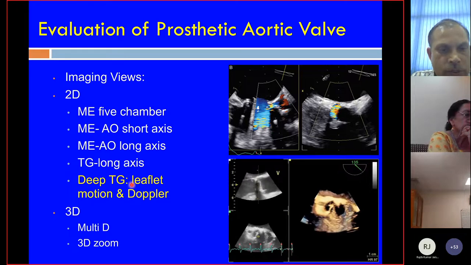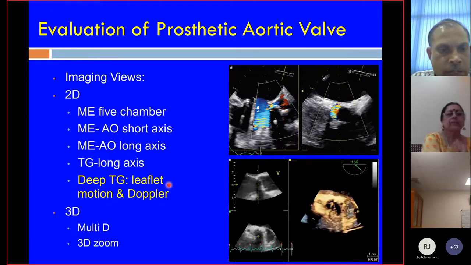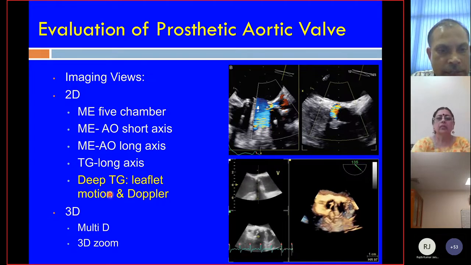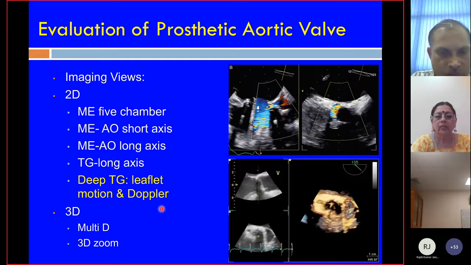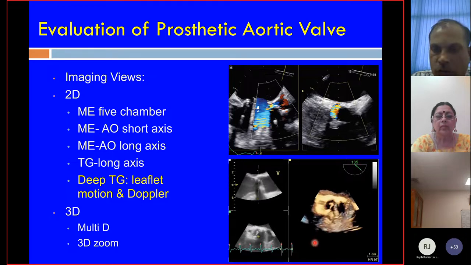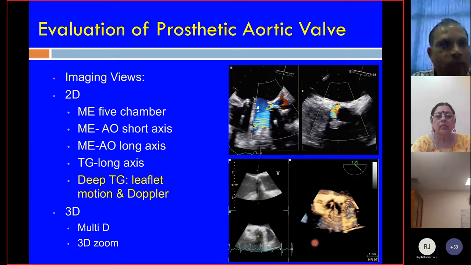particularly useful if a prosthesis is present in the mitral position. The shadowing effect of the mitral prosthesis does not happen with the deep transgastric position, and you can very well see the leaflet motion. Also, you can align the Doppler across the aortic valve and measure the gradient. You can also use 3D, using multiplane 3D modes or 3D zoom mode, to have very good spatial orientation.